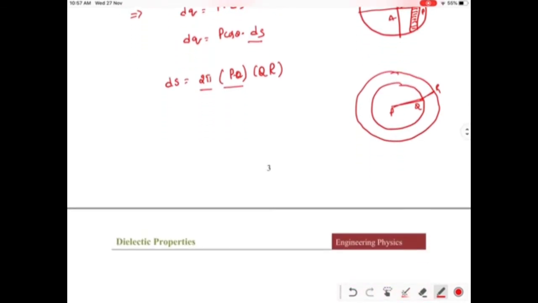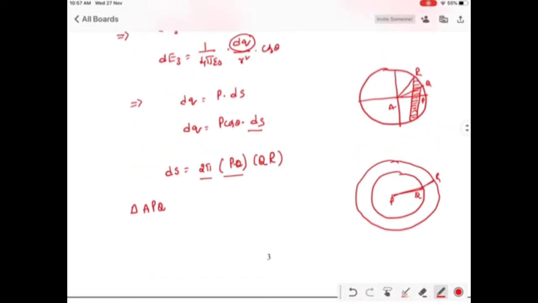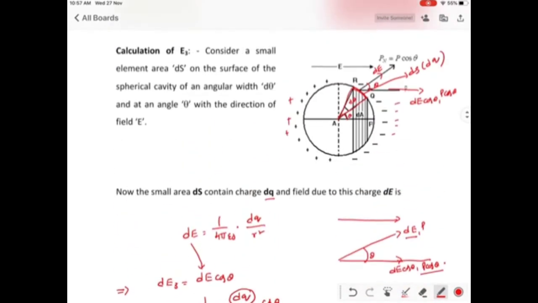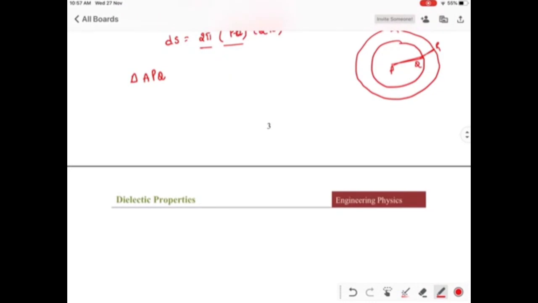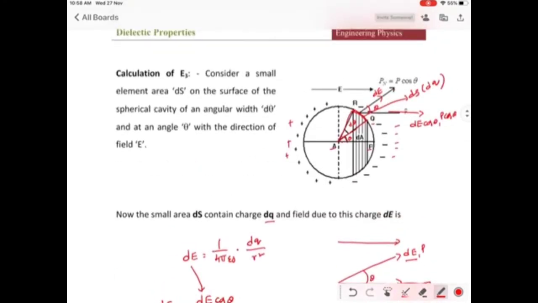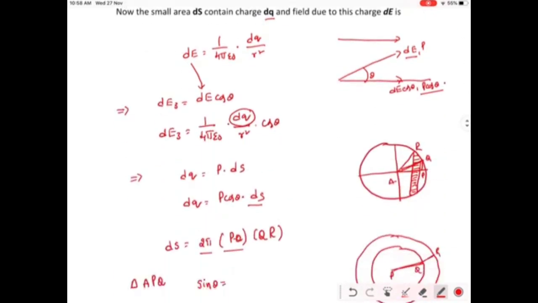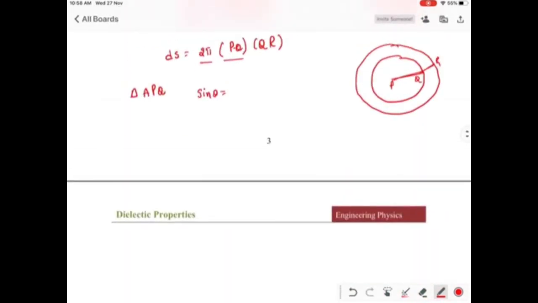Now, what is PQ? From the triangle APQ. So, where is A? A is here. From the triangle APQ, theta is there. So, we will calculate sin theta. From the triangle, sin theta is equal to the opposite side over the hypotenuse. The opposite side of theta is QP, and the hypotenuse is AQ. So, sin theta is equal to PQ by AQ.